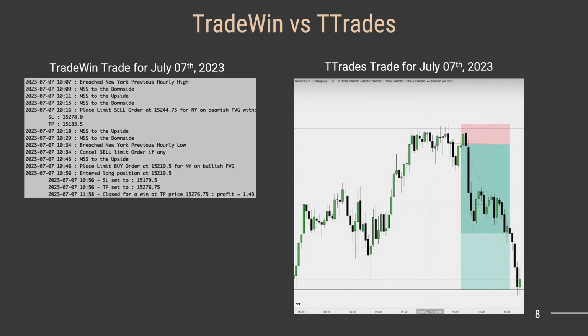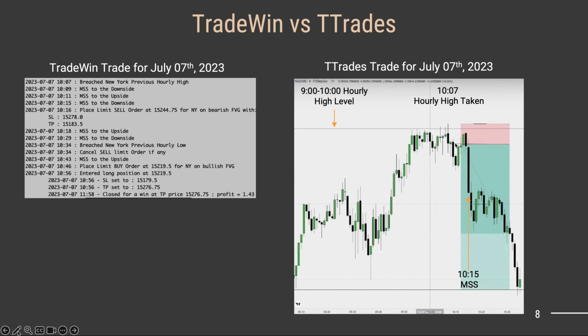Next and final trade I will review, because time is flying, is the July 7th. So we can see on the right TTrades does exactly the same. We have here the hourly high level being breached here. Perfect.